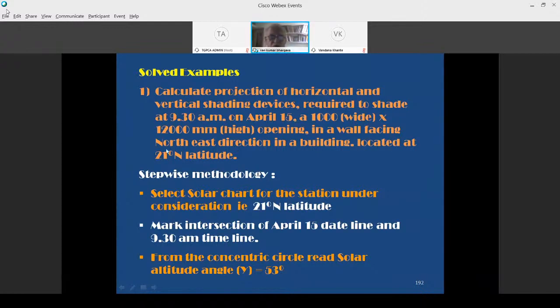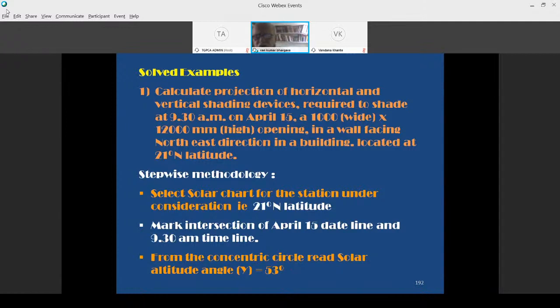In a wall facing northeast direction. Northeast, okay? Now, friend, please remember, if it is located at 21 degree north latitude, select a suitable solar chart. You can refer to a solar chart for 20 degree north latitude.